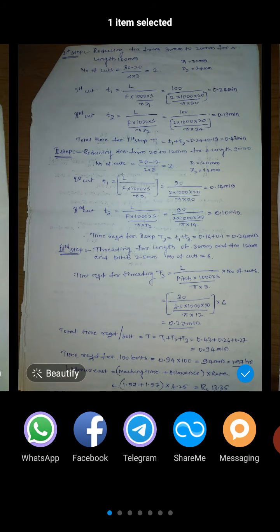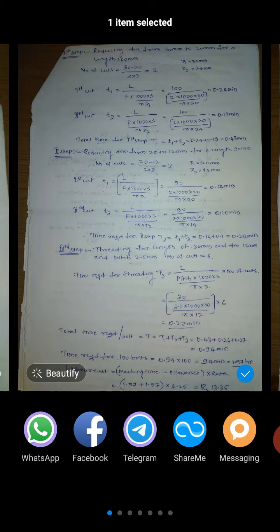Third step, the threading for a length of 30 mm and diameter is 12 mm and pitch is 2.5 mm. Here the number of cuts will be assumed 6. Time required for threading T3 equals L divided by pitch into 1000 S divided by pi D into number of cuts. So the total time required for the threading is 0.27 minutes, and total time required for the bolt capital T equals T1 plus T2 plus T3. So that is 0.94 minute.